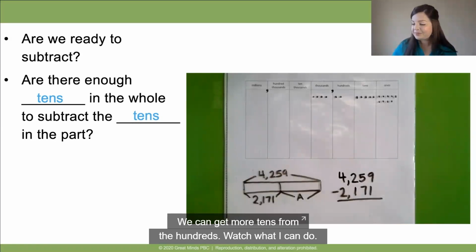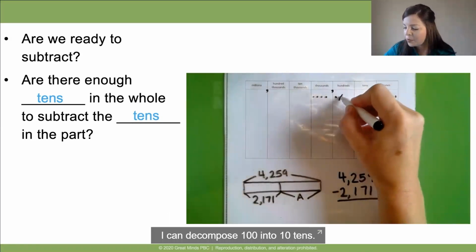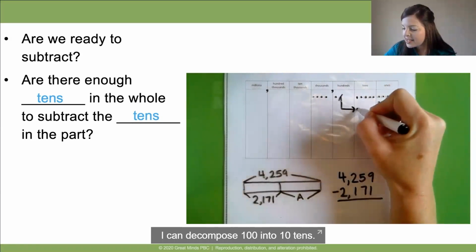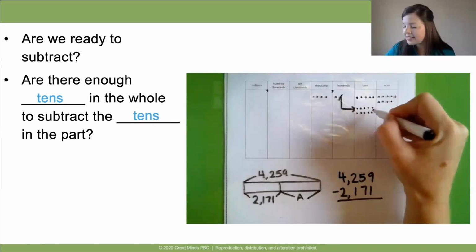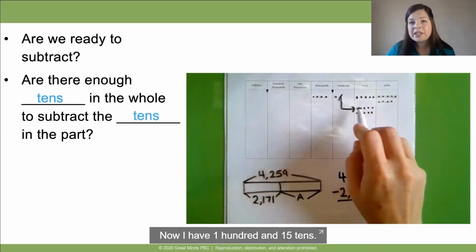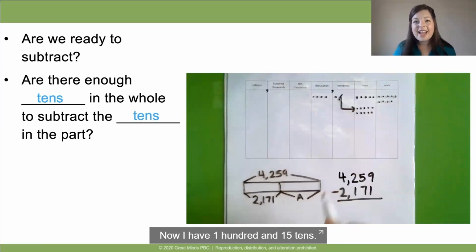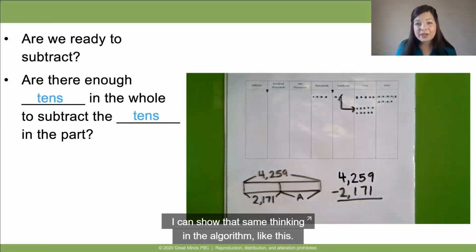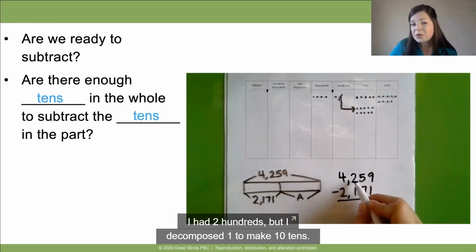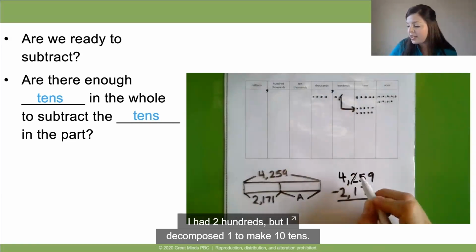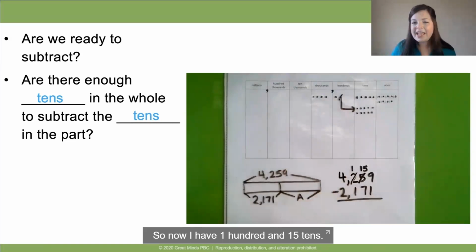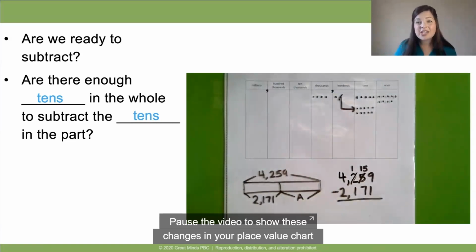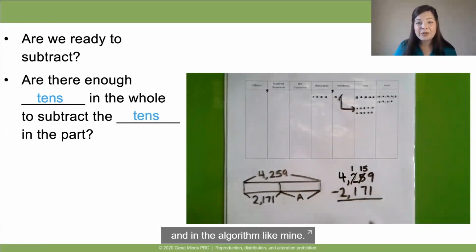Watch what I can do. I can decompose 100 into 10 tens. Now I have 15 tens. I can show that same thinking in the algorithm, like this. I had 2 hundreds, but I decomposed 1 to make 10 tens. So now I have 15 tens. Pause the video to show these changes in your place value chart and in the algorithm like mine.